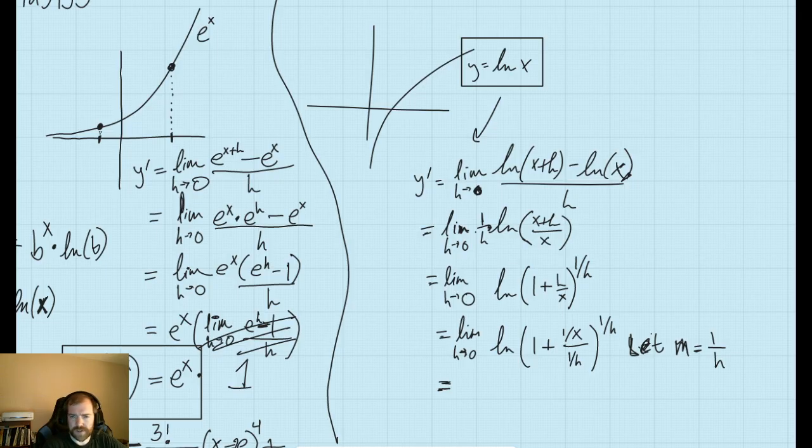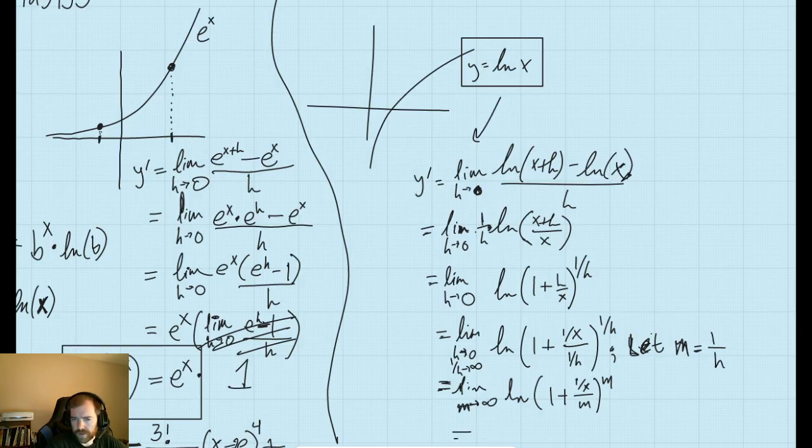Right, if h is going to 0, then we could also let 1 over h go to infinity. So that means that we could take the limit as now not h goes to 0 but 1 over h goes to infinity. If m is just 1 over h, this is m goes to infinity, and that's going to be our natural log of (1 plus 1 over x over m), all raised to the m. And this is the definition of e.